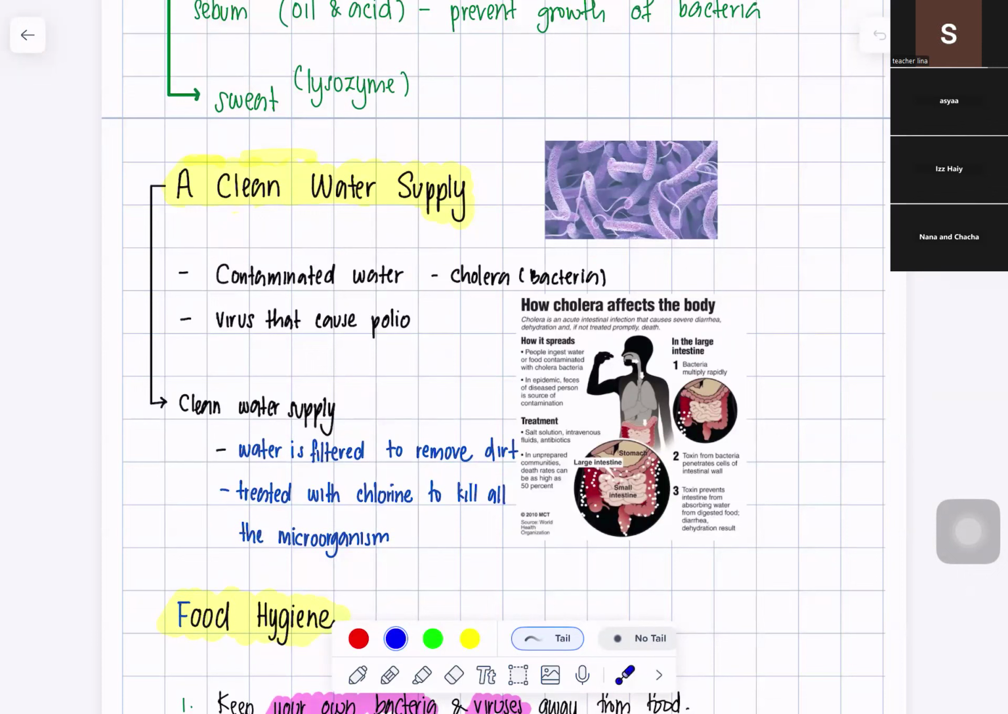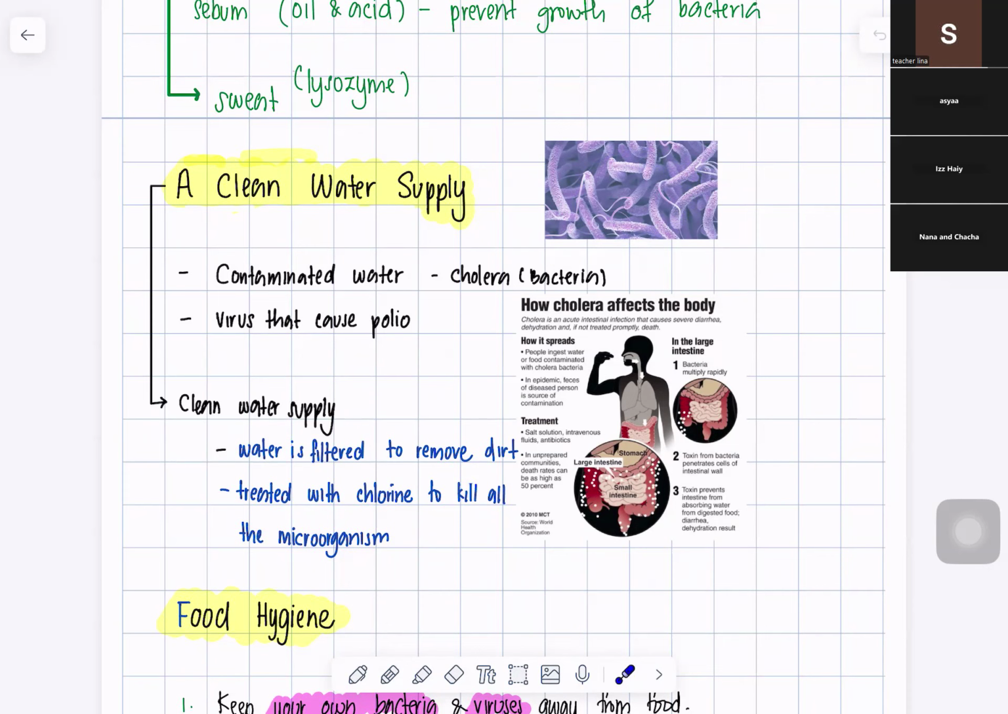Okay, so clean water supply. We have contaminated water. Contaminated water has cholera bacteria. And if the water is contaminated, you also have a virus that can cause the disease poliomyelitis. So that's why the water needs to be clean. You need to supply clean water.